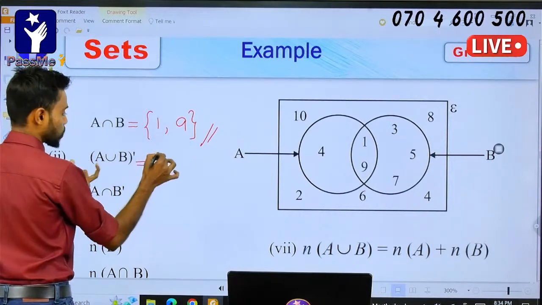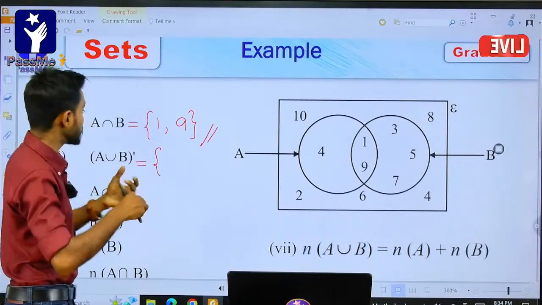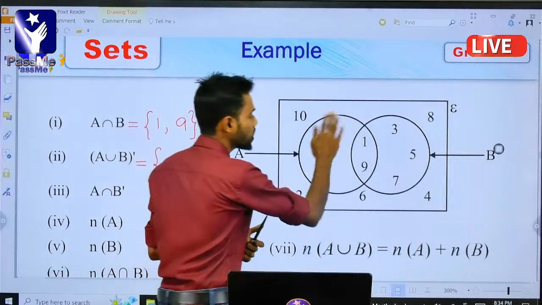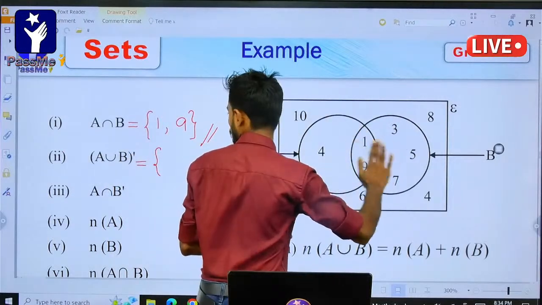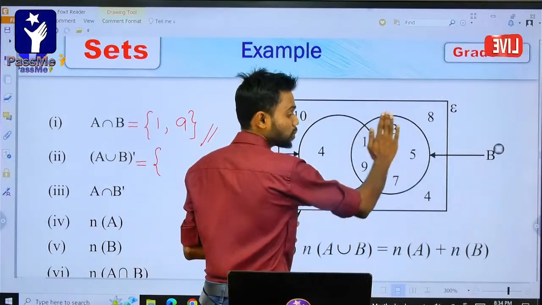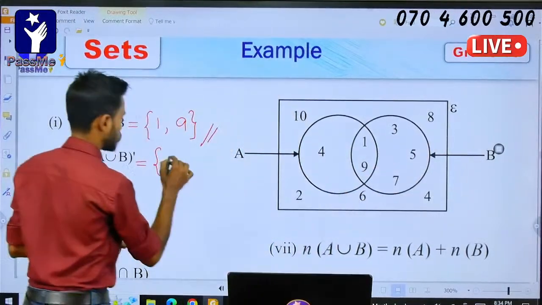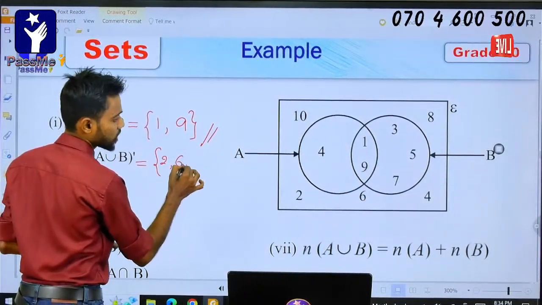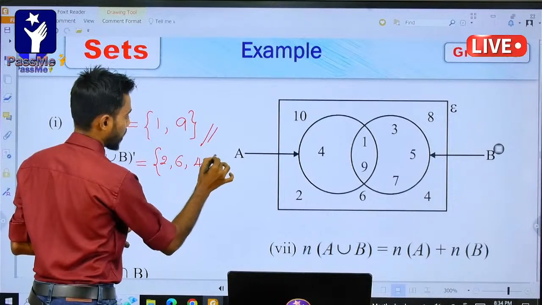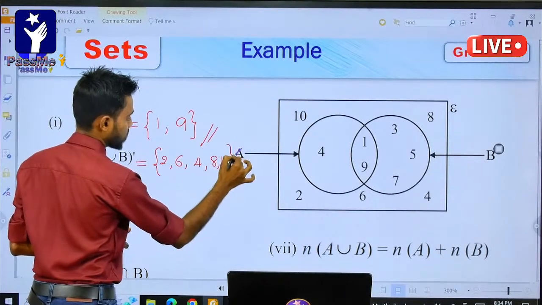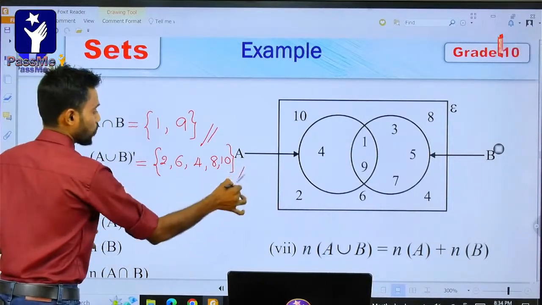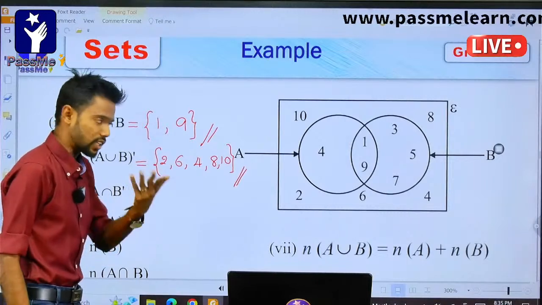Question number 2, also a set: A union B dash. Union means all the elements inside A and B, A union B. Now dash means the outer region. These are 2, 6, 4, 8, 10. So these are the numbers for A union B dash.